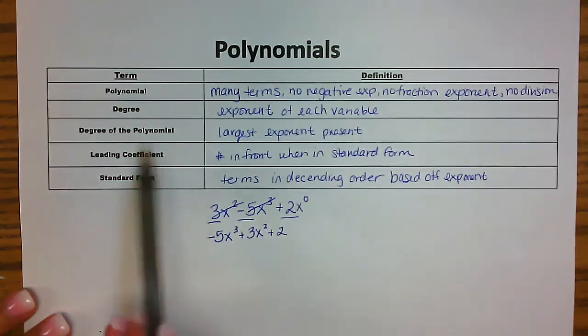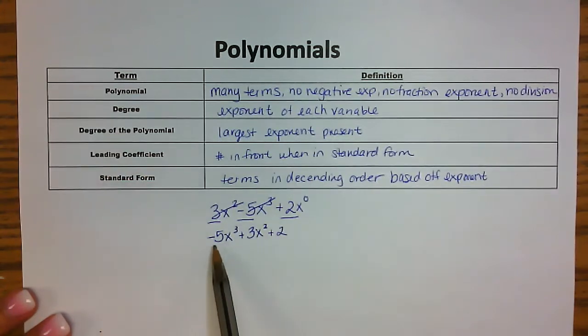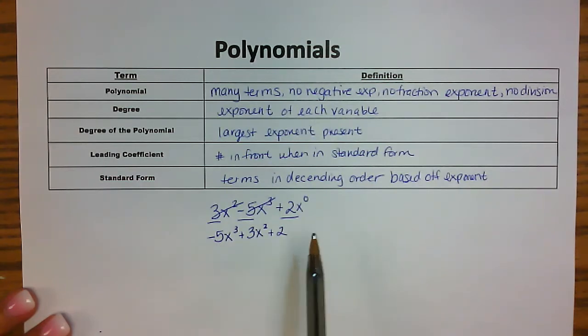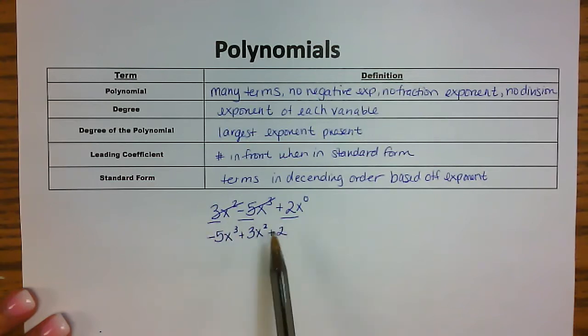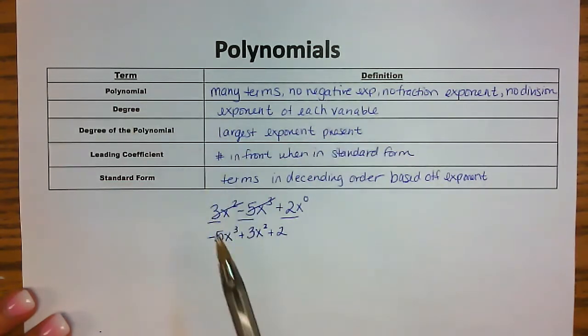So we can talk about things like leading coefficient. Well, the leading coefficient of this one is -5. It is in standard form. And then if we're asked to find the degree of the whole thing, then we would say that the highest one present would be 3. So that's using this vocab to understand polynomials.